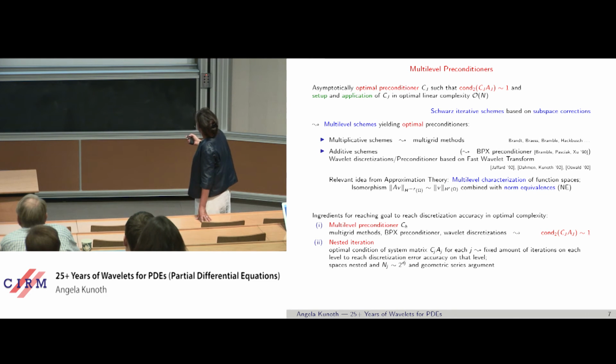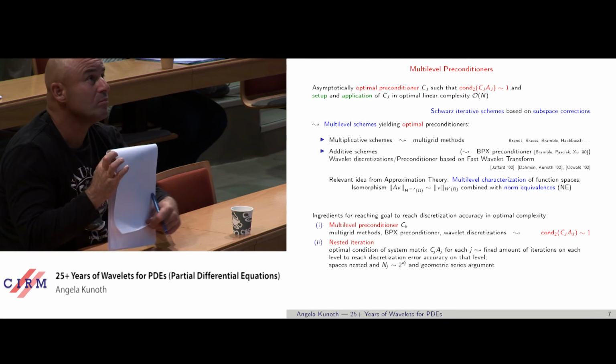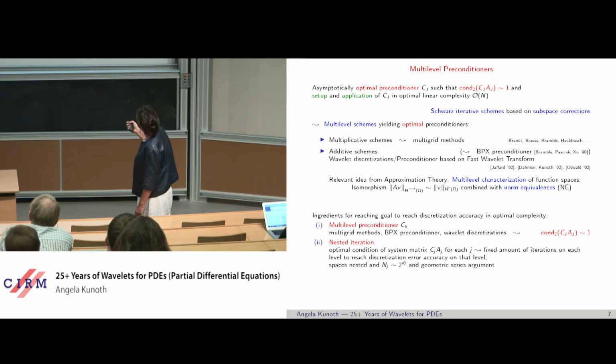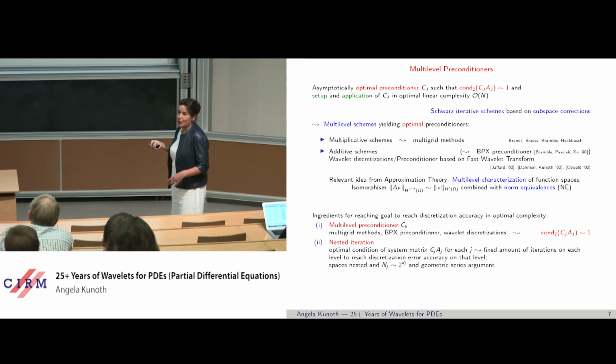And the way it worked is the following. If you set up your stiffness matrix with respect to the space V_J, the idea is that you find a linear operator that I call C_J, that is called a preconditioner, in such a way that the spectral condition number does not depend on J anymore, but of course the setup and the application of the C_J should be of optimal linear complexity. I mean, of course, you don't want to take the inverse of the A_J. This would not be of optimal complexity.